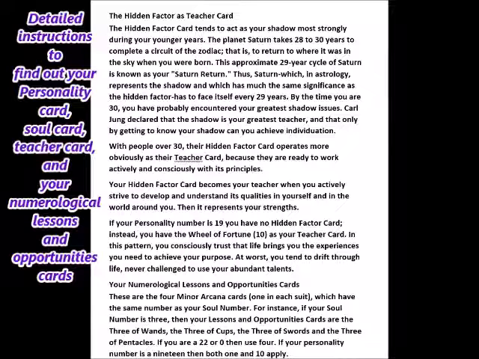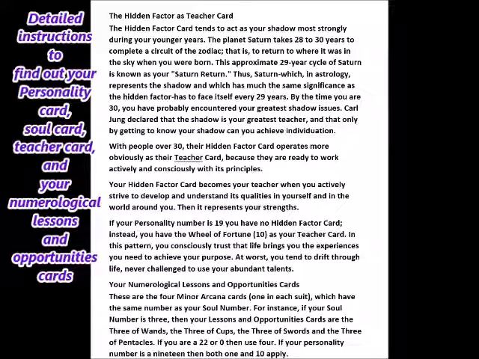Carl Jung declared that the shadow is your greatest teacher, and that only by getting to know your shadow can you achieve individuation. With people over 30, their hidden factor card operates more obviously as their teacher card, because they are ready to work actively and consciously with its principles. Your hidden factor card becomes your teacher when you actively strive to develop and understand its qualities in yourself and in the world around you. Then it represents your strengths.